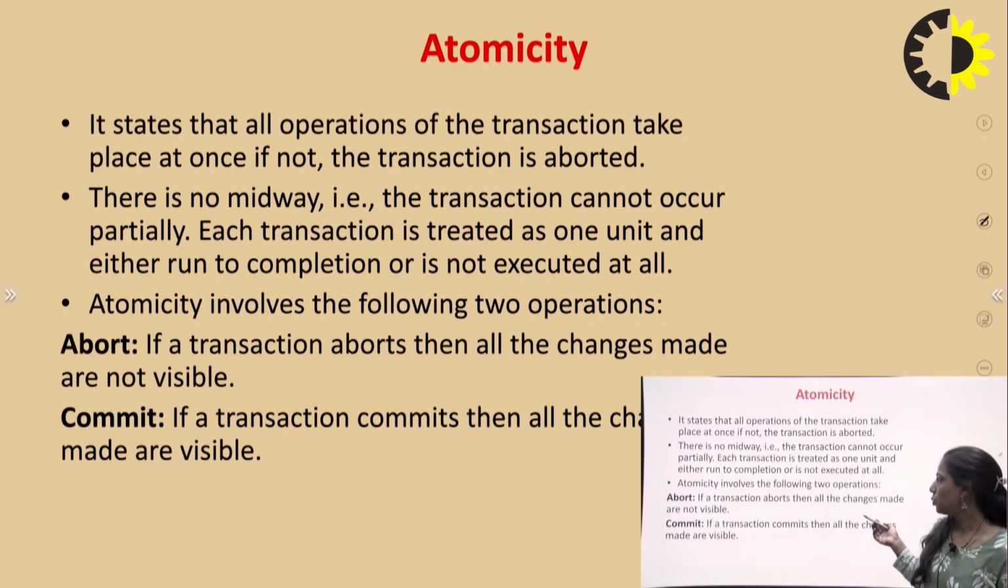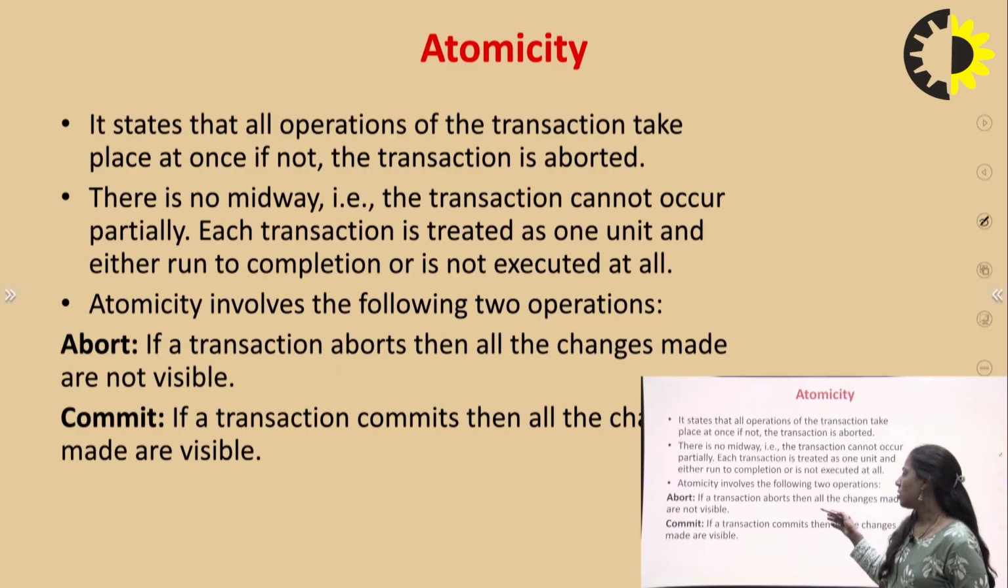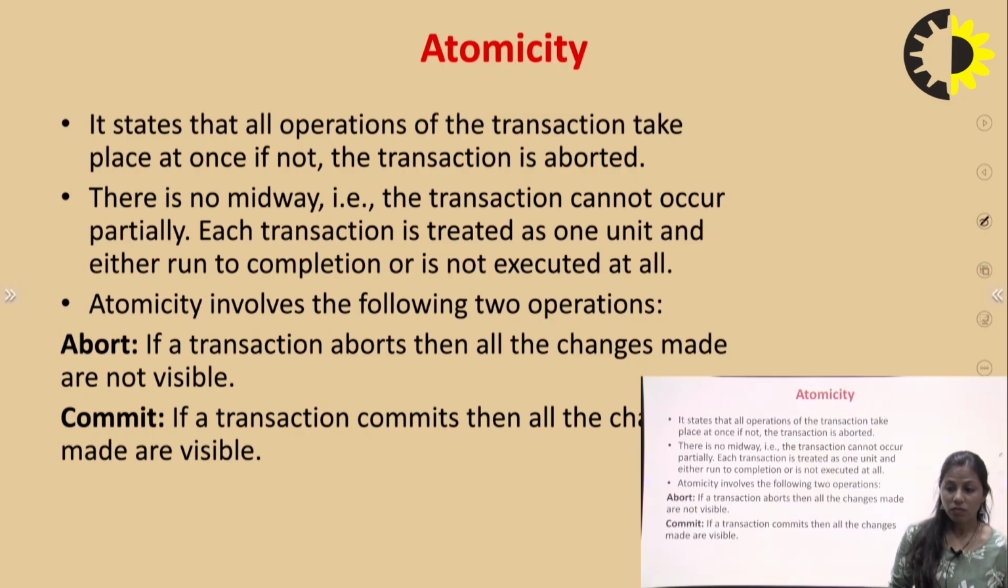It has two operations, abort and commit. What does abort mean? If a transaction aborts, then all the changes made are not visible. For example, we have several operations in between and a power loss or an error occurs. Then if we use the abort operation, whatever changes we have done will not be visible in the database. This is how the abort operation works.